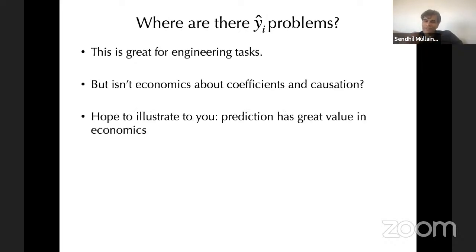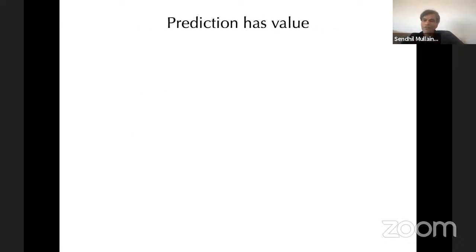Economics is about coefficients and causation. So what I hope to illustrate to you in the little bit of time I have left, and then in the rest of the summer school, is that in fact, prediction has great value in economics. Untapped value. It's because it's not an activity we've done before. In macro, they've done a lot of it. Here I'm talking about micro prediction. It's not an activity that's been done that much in economics, but there is a large area for it to be used. So let me just walk you through a few places.